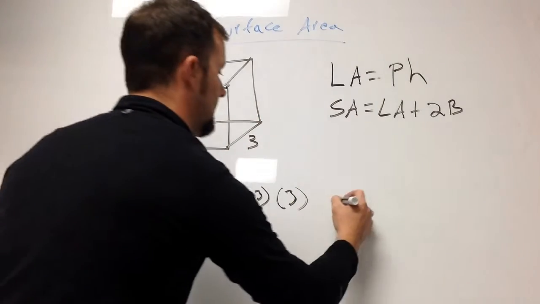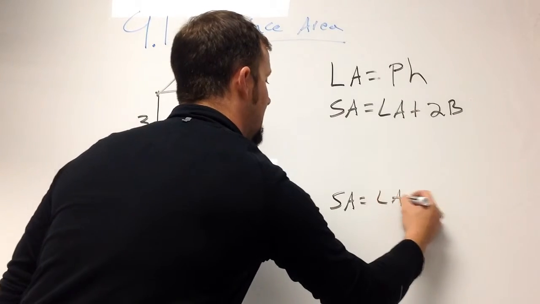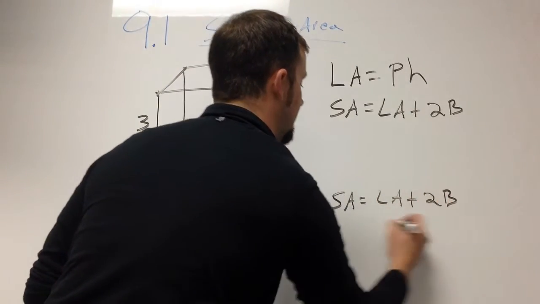Next, we're going to find surface area. So again, surface area is lateral area plus 2 times the area of the base.